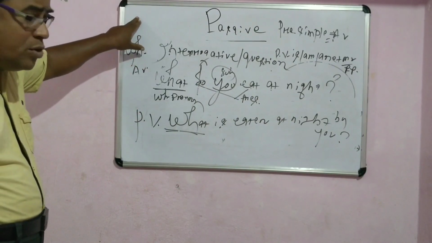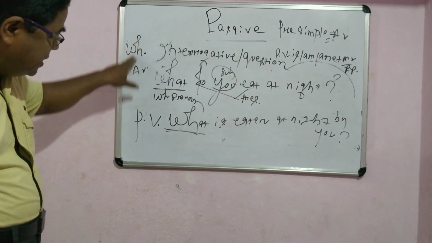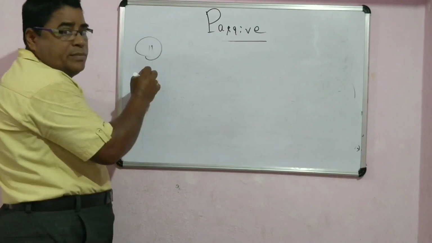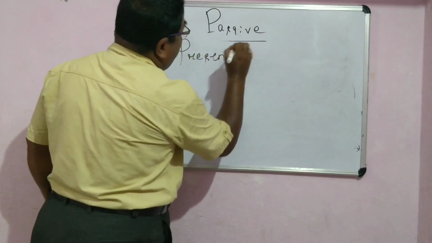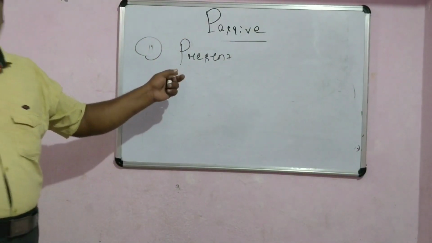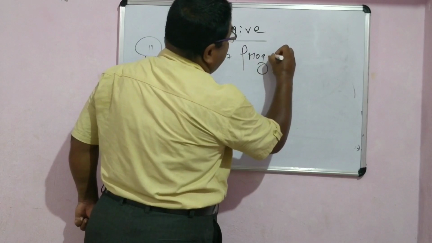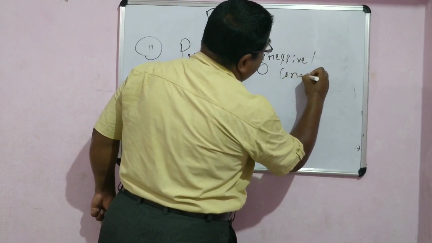So now you have got some idea about how your active can be changed into passive with the WH pattern. So declarative is over, negative is over, yes no interrogative is over, and WH interrogative is also over. Okay. Then you simply go to the second form of the present simple. The second form of the present simple is called present progressive, or continuous.